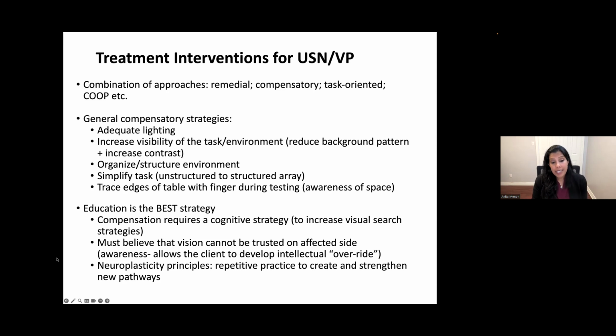So, what we see is that using neuroplasticity principles, the more we repeat that visual scanning, that scanning to the affected side and scanning beyond what they see, that repetitive practice starts to strengthen and create new neural pathways that then leads to improvements in visual scanning.